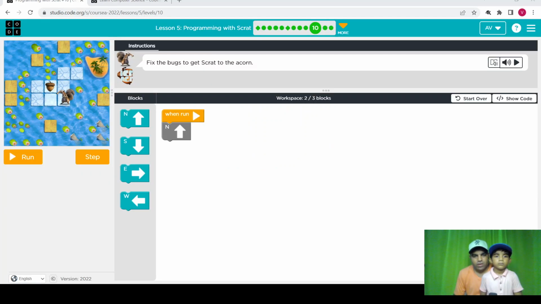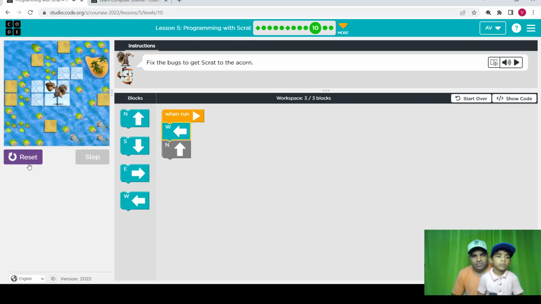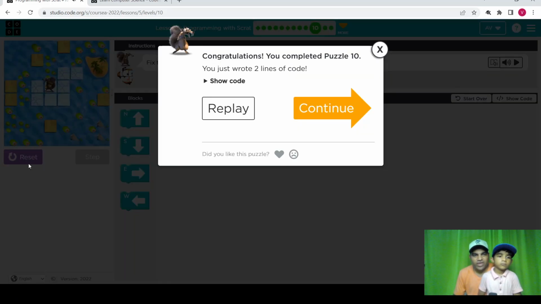Let's continue. So in this puzzle, we need to help Scrat reach the acorn. So we need to fix the bug to get Scrat to the acorn. So let's see. One step east, one step west, okay, west, and then north, okay, and then west and north. Wow, so you fixed the bug and completed the puzzle. So let's continue to the next puzzle.